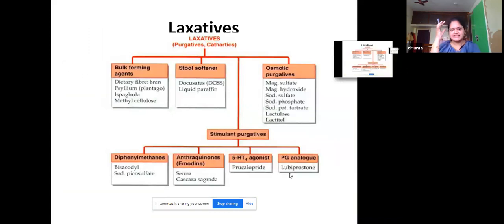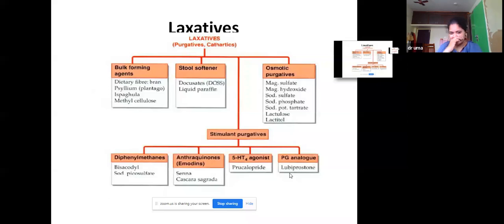And now coming to the laxatives, this is the classification. The most commonly asked thing is which are the stimulant purgatives among the following, which is the 5-HT4 agonist, which is the prostaglandin analog used as a laxative. The prostaglandin analog used as a laxative is lubiprostone, and the 5-HT4 agonist is prucalopride, and other stimulant purgatives are bisacodyl, sodium picosulfate, senna, and cascara sagrada.